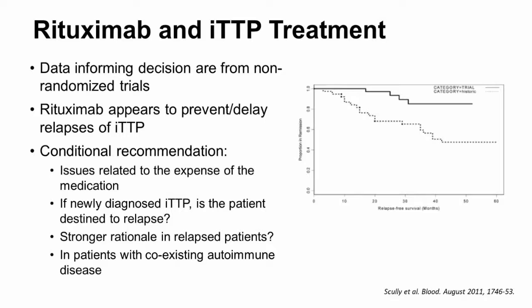Nearly all of these patients were newly diagnosed, but you can see in the solid line the patients treated with rituximab, and the dashed line the non-treated, the historical controls they were compared to. And you can see the difference in relapse survival going out now several months, 40, 50, and 60 months. So very clearly, rituximab appears to prevent or delay relapse of TTP. I think that's apparent from these and other data from the French group as well as others.